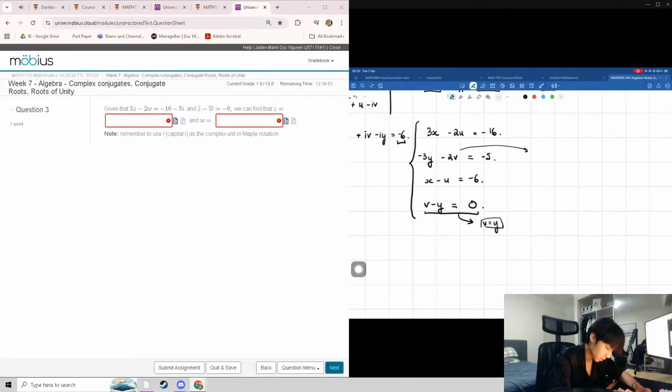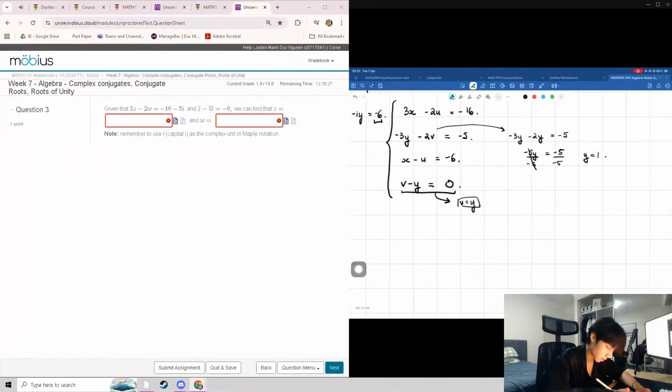And so v is equal to y. We get 3y minus 2y is equal to minus 5. Right, we get minus 5y is equal to minus 5. And so, sorry about that. Minus 5 is equal to 1. Let's solve the same thing for v. So we also get v is equal to 1. Let's solve these guys.